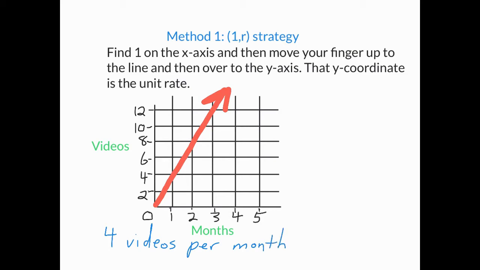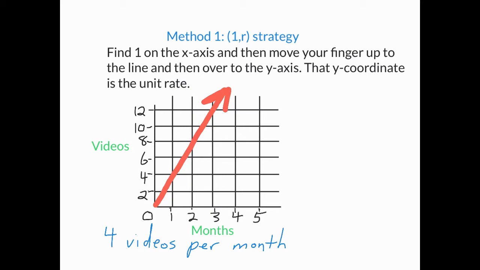Okay, it's very important that you look at what the units for each axis are. So this 4 was on the y-axis, which is videos, and this 1 was on the x-axis, which was months. So that means 4 videos per month. And that might refer to, let's say, how many videos a teacher makes for his or her class every month.